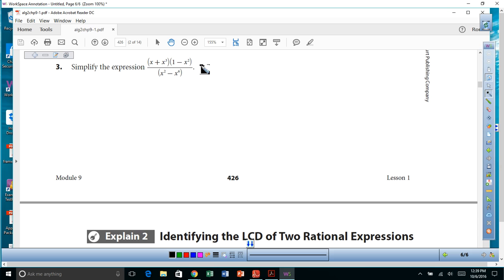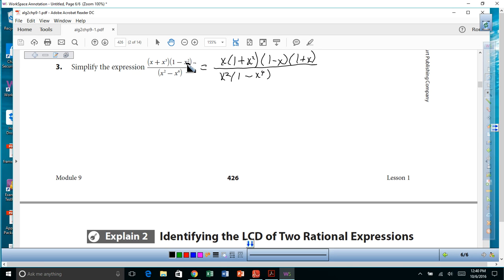Okay, I guess first what we need to do is, what can we factor out of here? We can factor an x out of there, and that gives you 1 plus x squared. And here, that's a difference of squares, and that gives you 1 minus x times 1 plus x. And then here in the bottom, we can factor out an x squared, and that gives you 1 minus x to the 4th.